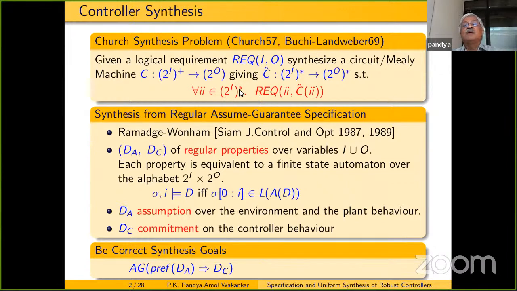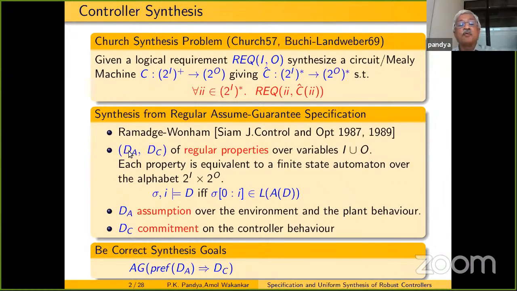He posed the problem, and it was solved by Büchi and Landweber in '69 using what are now called Büchi-Landweber games. Okay. A further development of this problem came with quite a seminal work of Ramadge and Wonham in two initial papers in the SIAM Journal of Control and Optimization in '87 and '89. And what Ramadge and Wonham asked was the following. They talked about synthesis of controllers from regular assume-guarantee specifications.